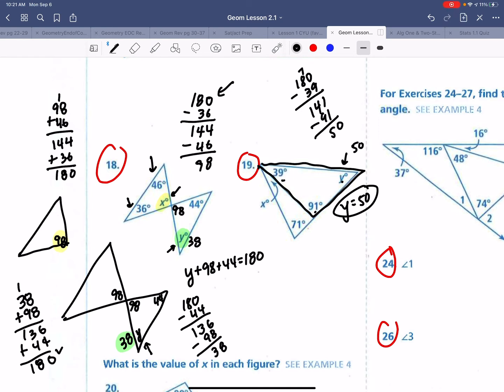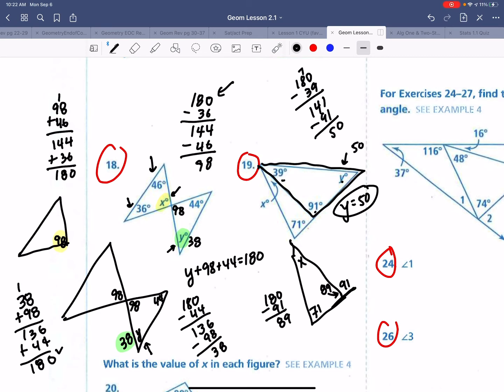And then here I have a triangle. I'm going to write it a little bit bigger because it's kind of hard. So they want x here, 71 here. And I don't know what this angle is. But remember, on the other side is 91. So in class, we know that these two angles have to add up to 180. So 180 take away 91 would be 89.